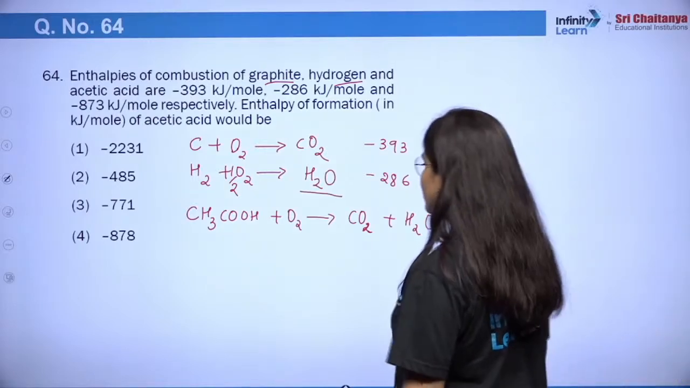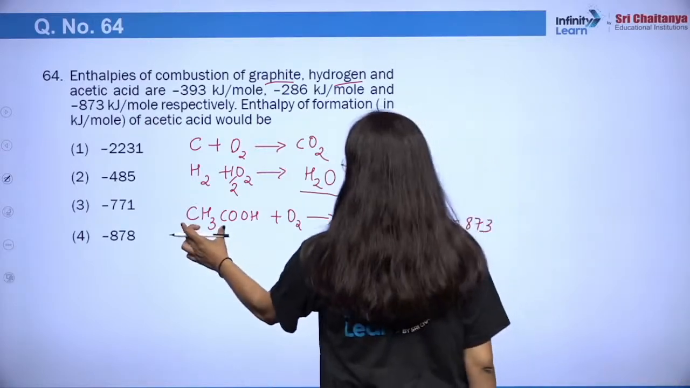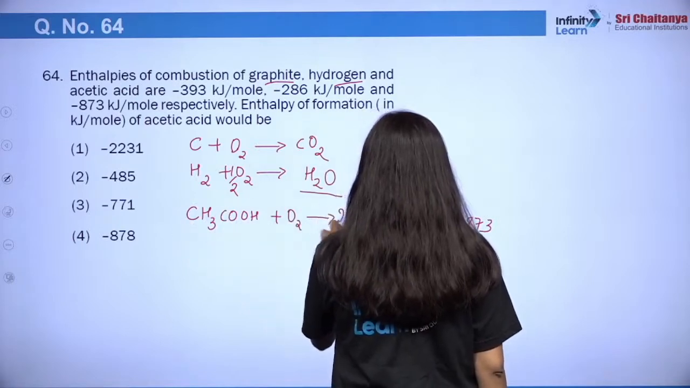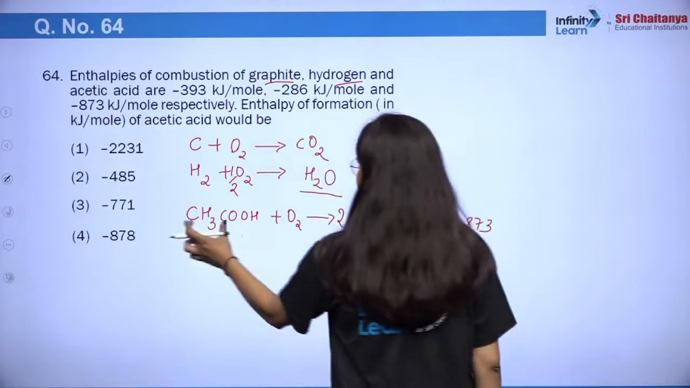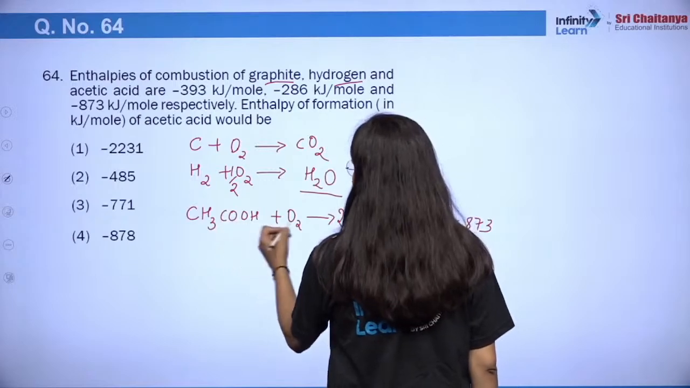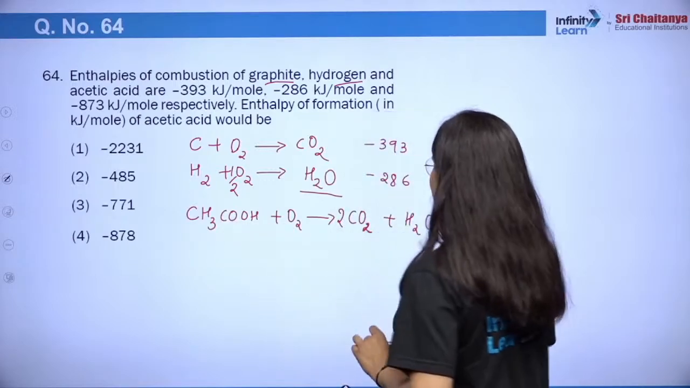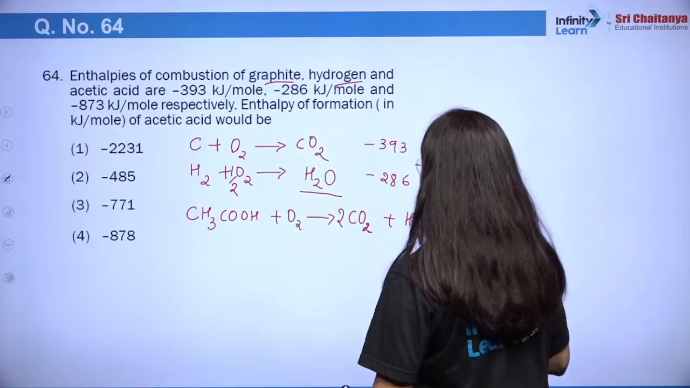First, I need to balance this reaction. Carbon, here we have 2 carbons. So just write 2 here. What will happen? Carbon is balanced. Oxygen 2 plus 2, 4. Here 4 plus 1, 5. Not balanced. What about hydrogen?